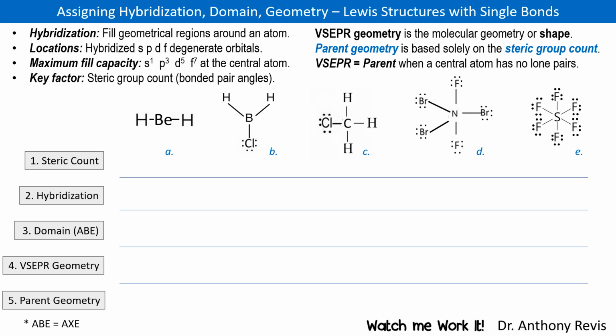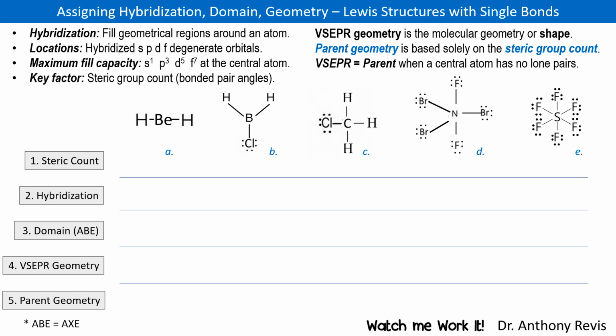Two, locations. Hybridization deals with S, P, D, and F degenerate orbitals. So whatever those orbitals are, in fact, they're hybridized, okay, S, P, D, and F orbitals. And so that's the location where we fill these with electrons or atoms, atoms being elements.